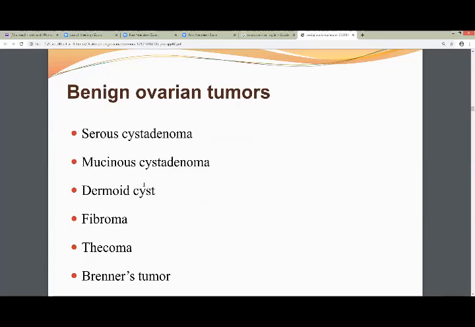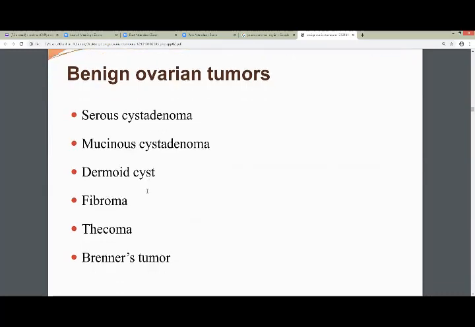Mucinous cyst adenomas, dermoid cyst. Dermoid cyst is a germ cell tumor, which can result in dermoid cyst, as we will discuss later. And it is one of the most important benign ovarian tumors, and a very important question regarding your exams as well. And then comes fibroma, and we are going to discuss all of them one by one in detail.